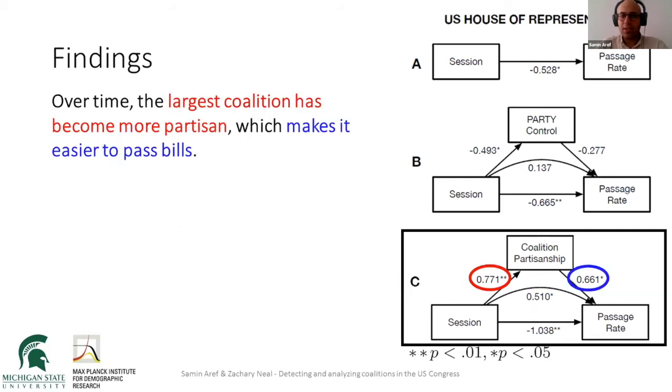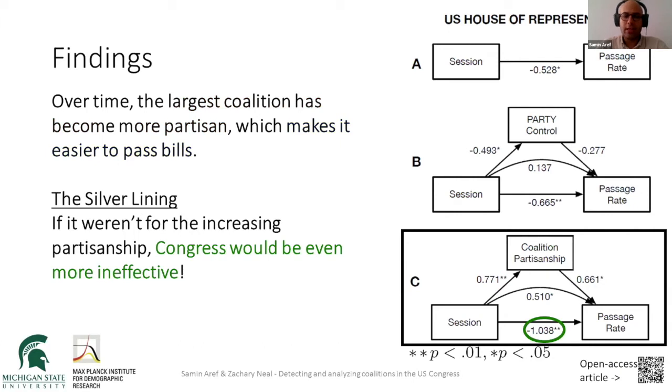So what we see is that the largest coalitions have become more partisan over time, and this increase in partisanship makes it easier to pass bills. And the only silver lining here is that if it was not for the increase for the partisan polarization, Congress would have been even more ineffective at passing legislations.